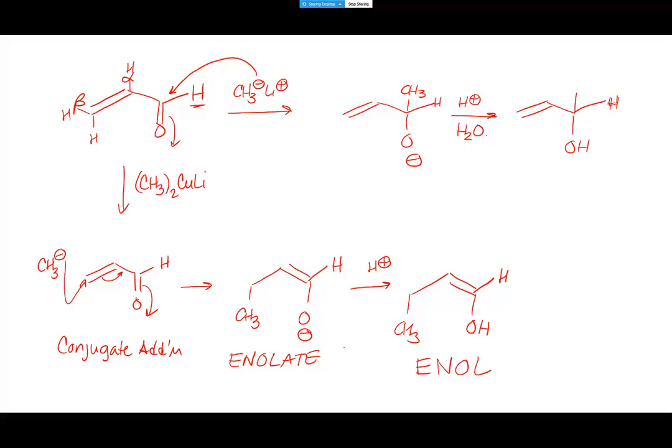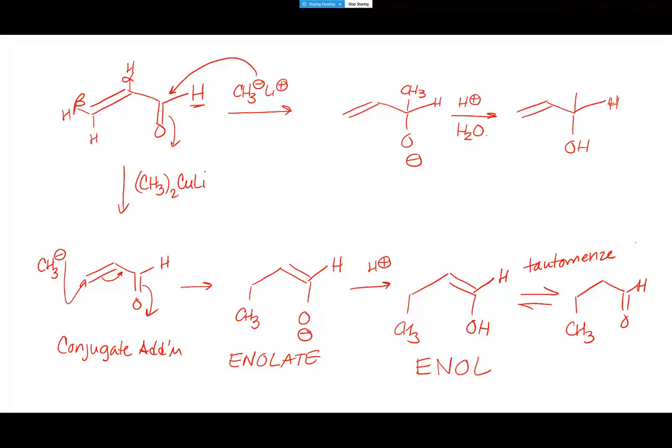And then my next question would be, are enols stable? No. What do they do? They tautomerize to form, in this case, an aldehyde. Now we're back to day one of this semester. So this is called conjugate addition.